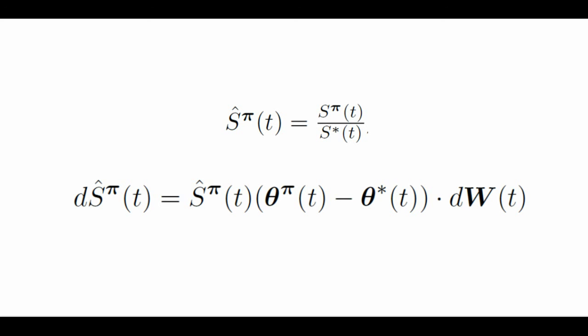So given the growth optimum portfolio, which maximizes instantaneous growth rate, we consider an arbitrary portfolio price process S pi(t) denominated in the growth optimum portfolio S star(t). We call this price process a benchmark price process. It turns out that the benchmark price process satisfies the next SDE, which is a driftless SDE, which means the benchmark price process is a local martingale.